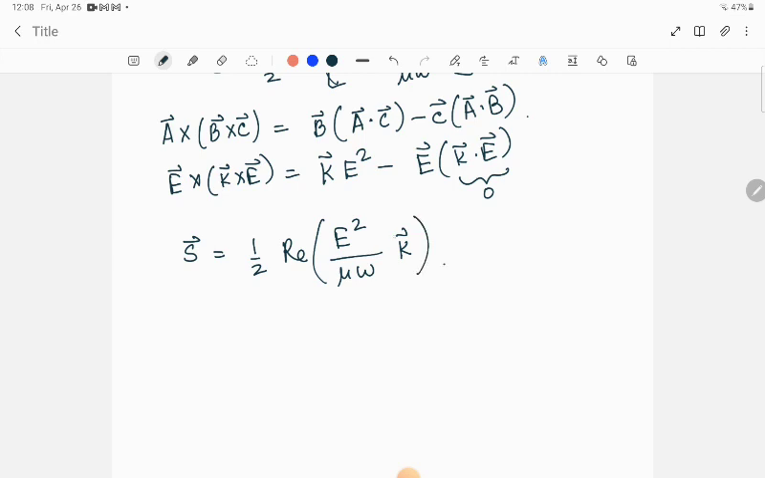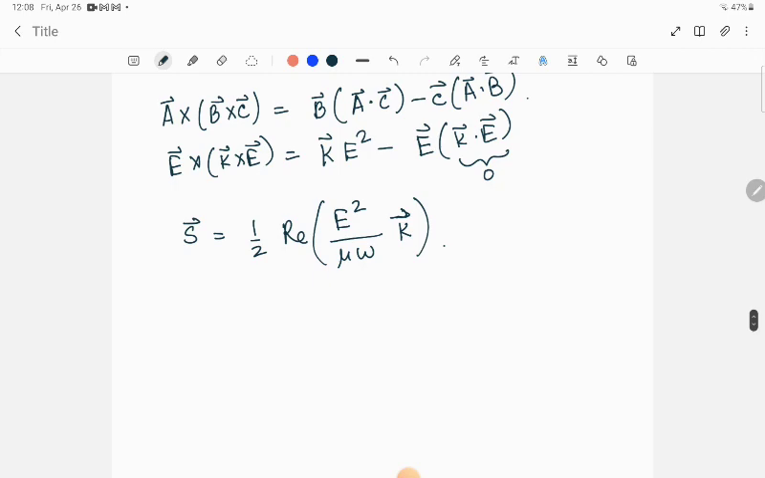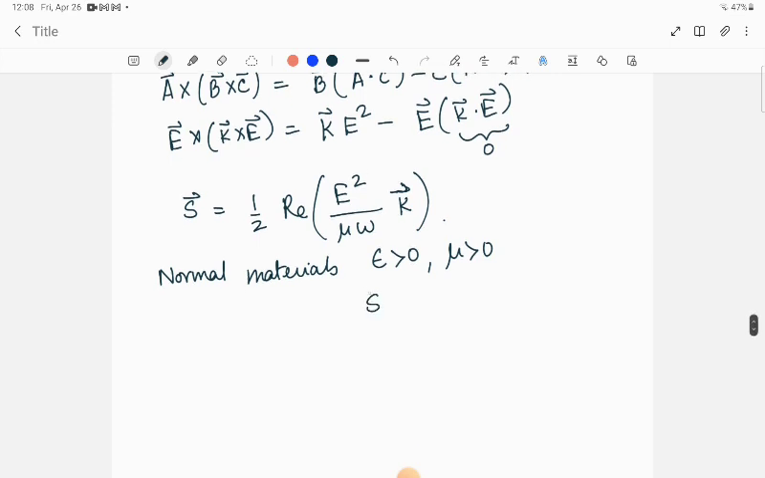Now in this relation, let us consider normal materials. By normal, I mean they are not metamaterials. We have epsilon greater than 0 and mu greater than 0, all positive numbers. And so S is along k.